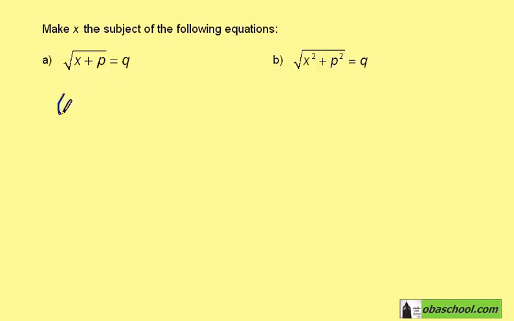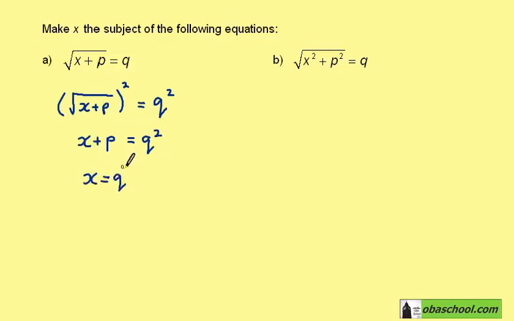Squaring both sides, we'll get the square root of x plus p all squared is equal to q squared. Note how we've done the same thing to both sides of the equation. Squaring and square rooting are opposite processes, so here we just get x plus p is equal to q squared. Now subtract p from both sides, leaving us with x on the left and giving us q squared minus p on the right.